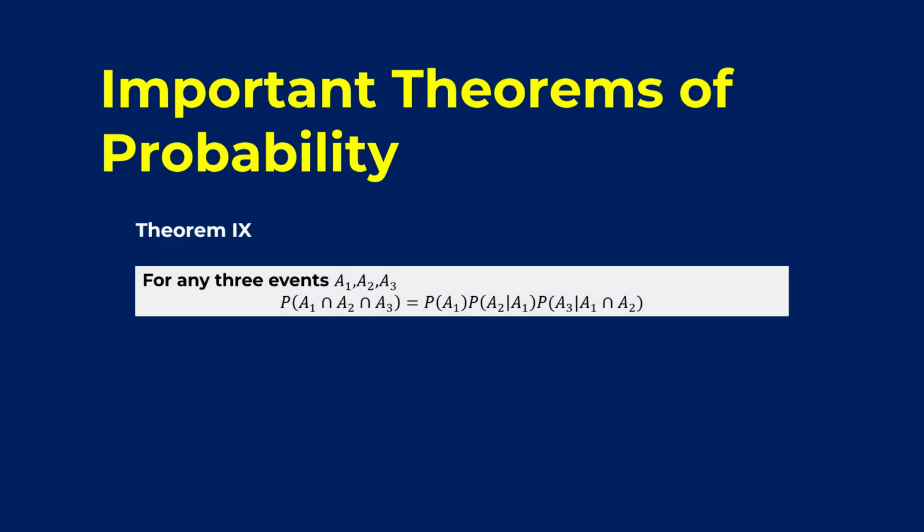Okay, more theorems on conditional probability. Theorem 9 states that the probability that events A sub 1, A sub 2 and A sub 3 all occur is equal to the probability that A sub 1 occurs times the probability that A sub 2 occurs given that A sub 1 has already occurred, times the probability that A sub 3 occurs given that both A sub 1 and A sub 2 have occurred.